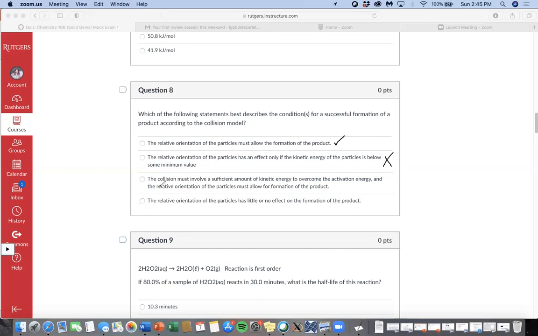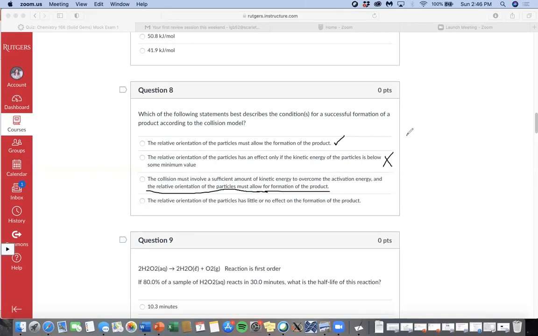And then we have this statement that says the collision must involve a sufficient amount of energy to overcome the activation energy, and the relative orientation of the particles must allow for the formation of the product. So this part of the statement is the same statement that we saw earlier. We just also have another component to consider here. The collision must involve a sufficient amount of energy to overcome the activation energy.